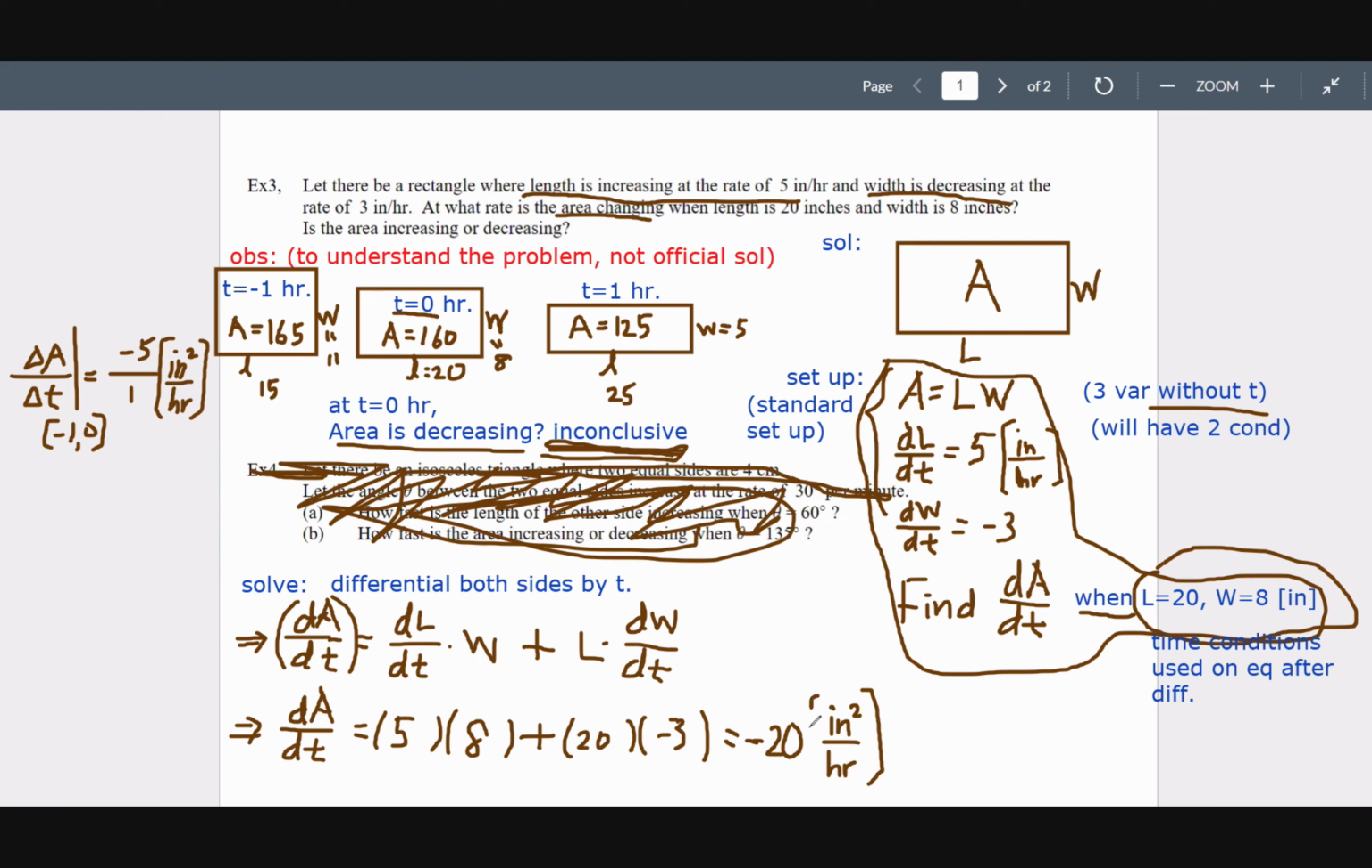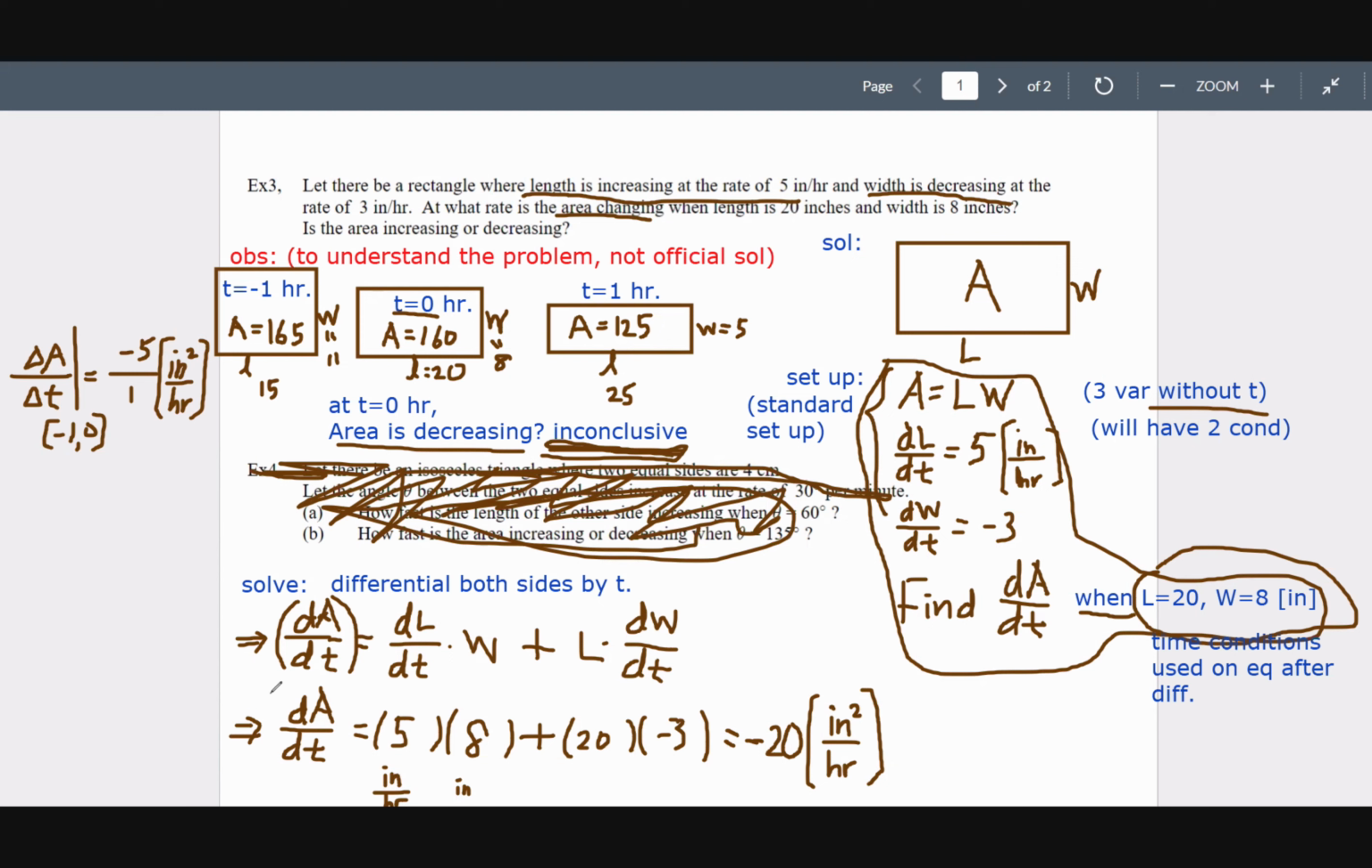Why is that? Because if you look at this 5 here, what is the unit of this 5? This 5 is inch per hour. But then what is an 8? This 8 is actually inches. When you multiply the units here, you get inch square per hour. And then plus, and then what is 20? This 20 is inches. And then -3 is inch per hour. And so when you multiply these and then you add those, of course when you add, the units don't change because you're not multiplying. So the answer is inch square per hour.